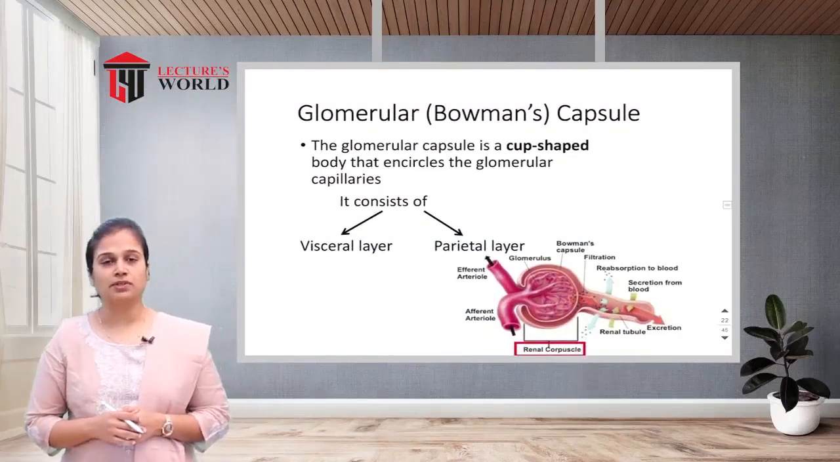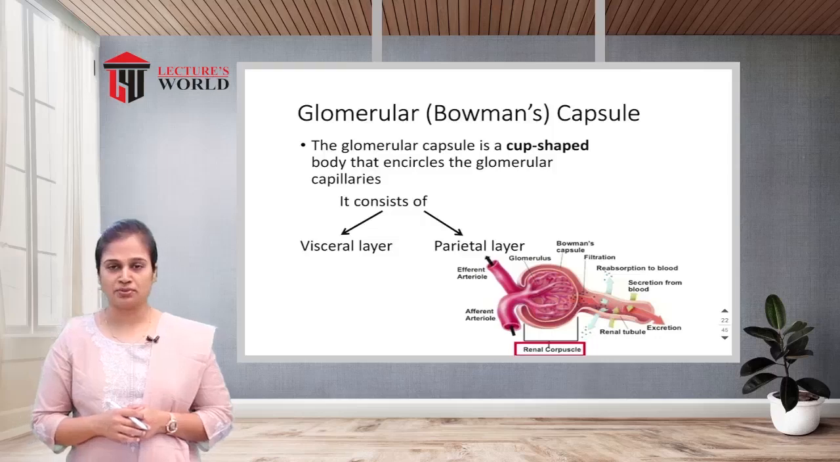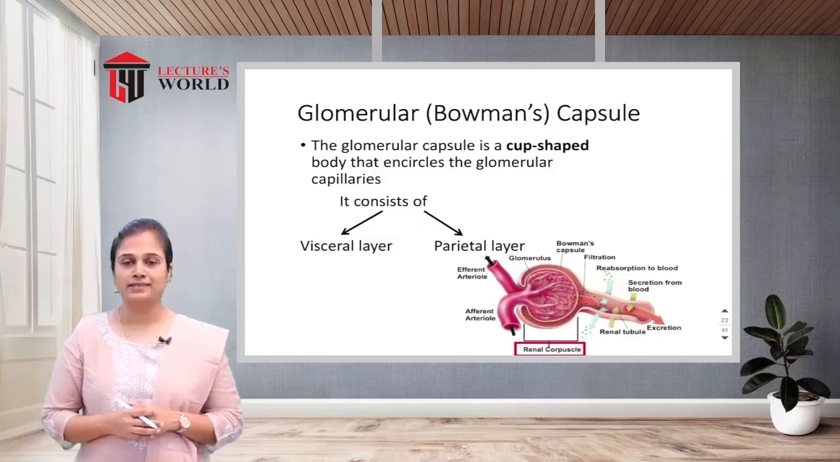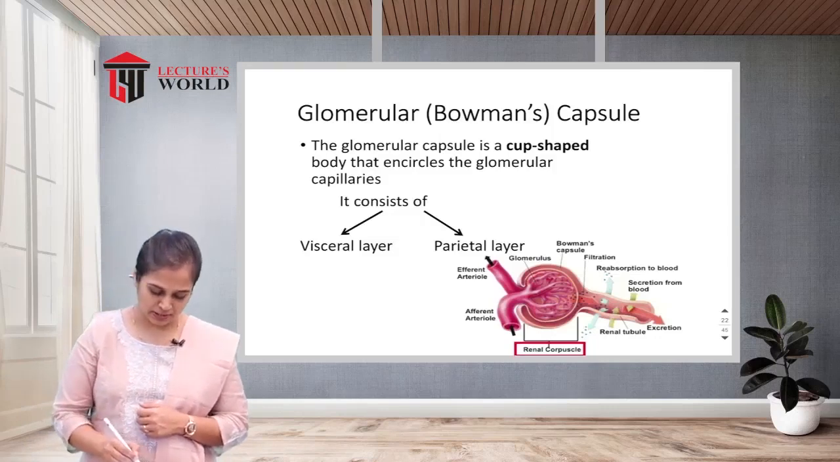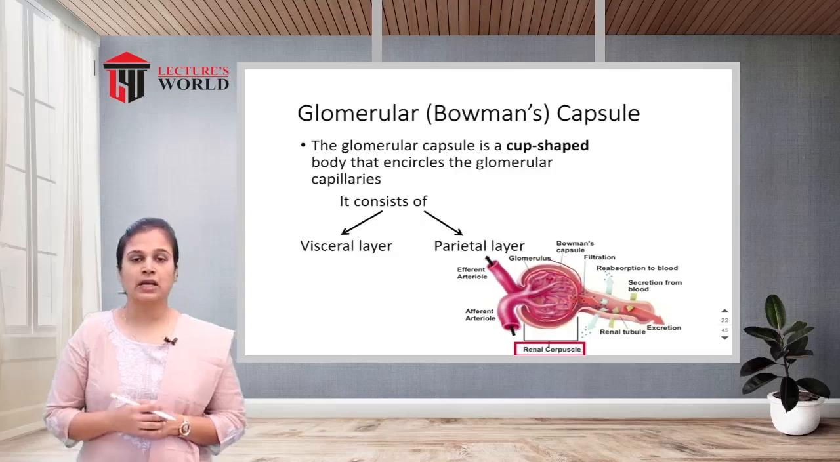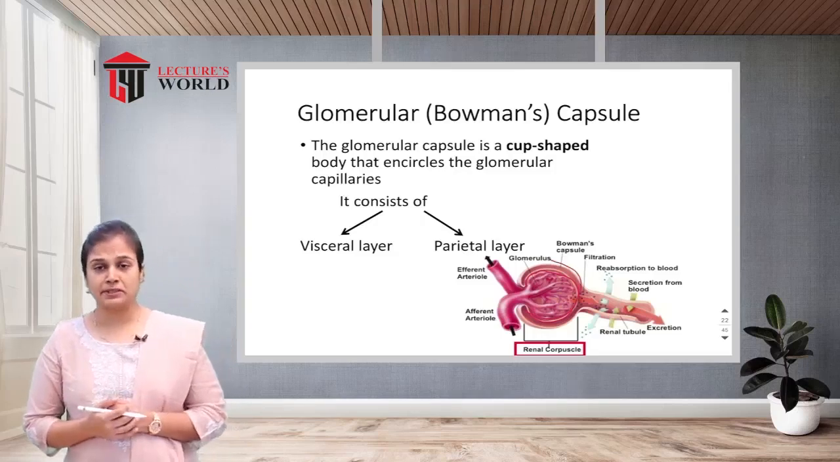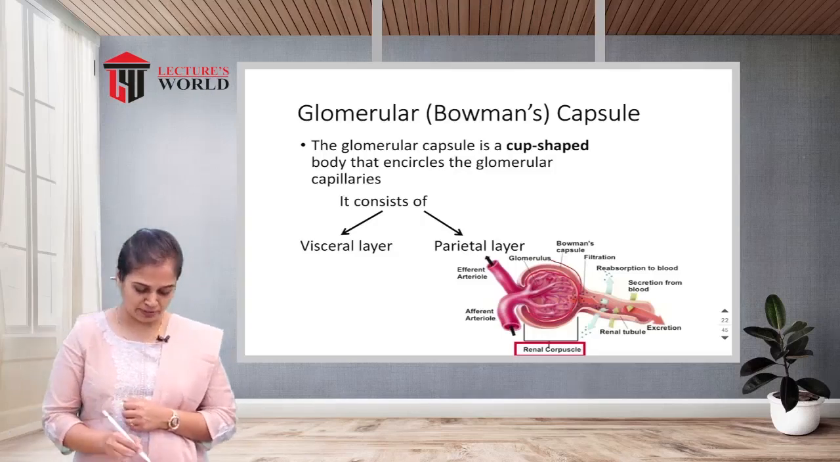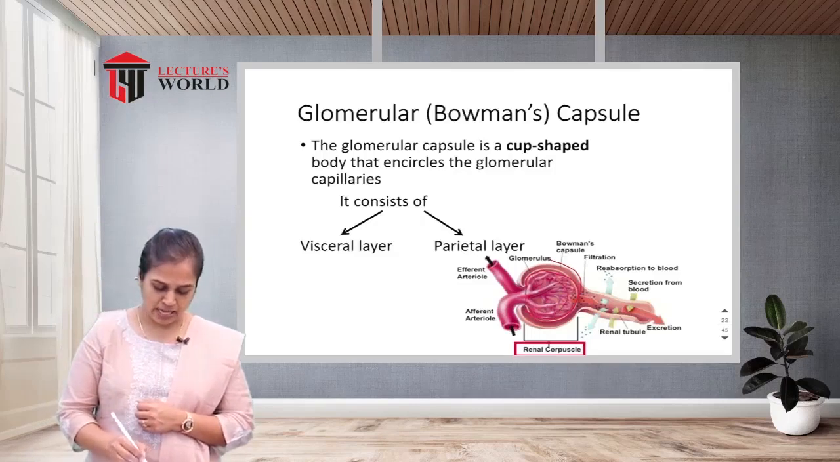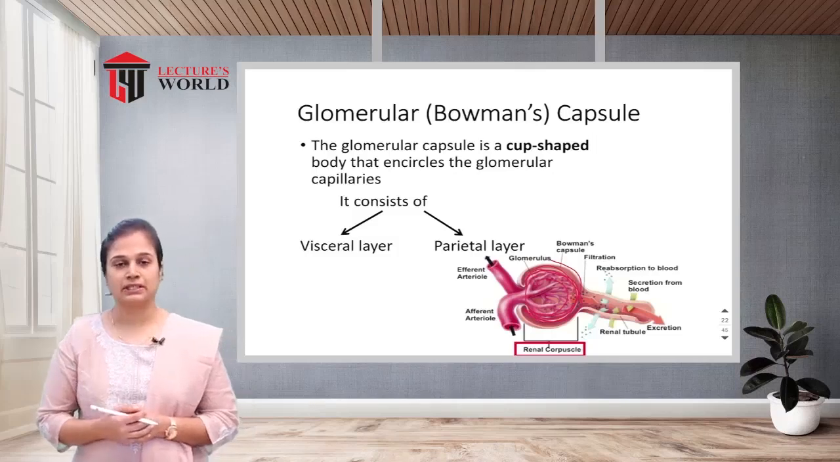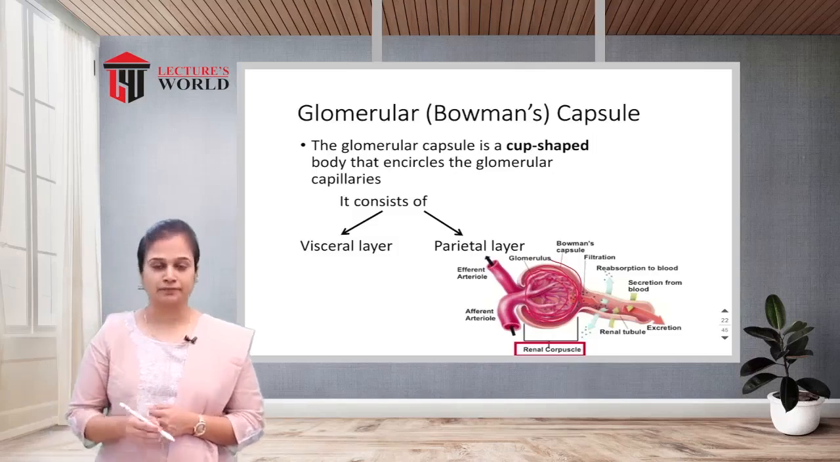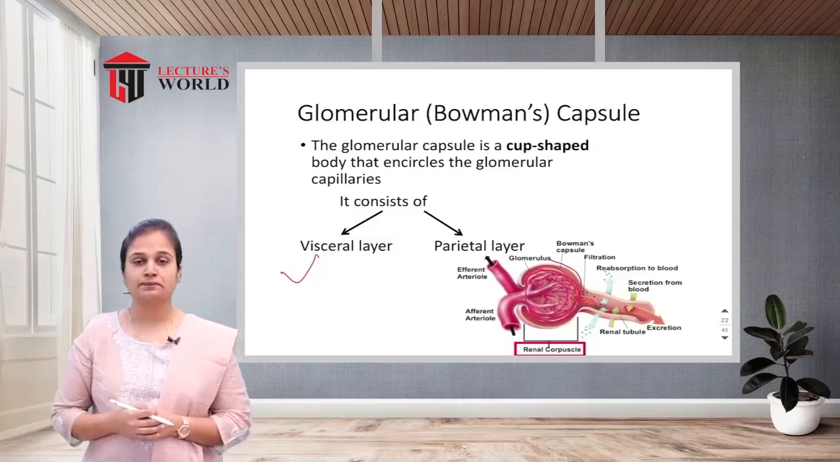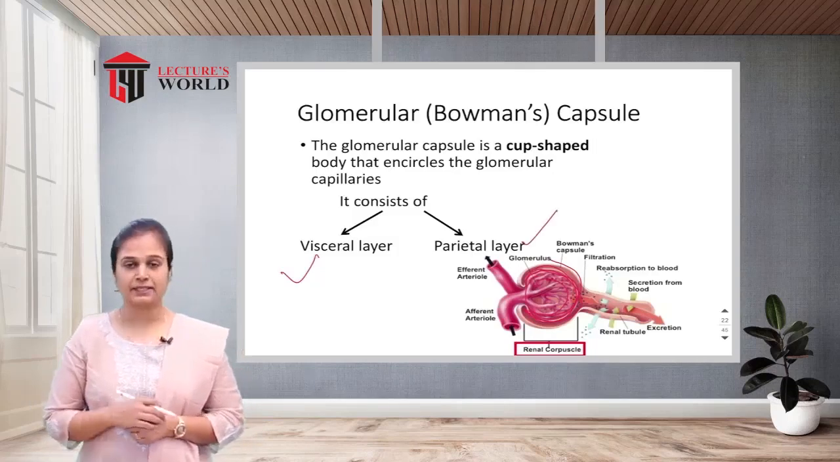Now we will talk about the glomerular capsule, also called Bowman's capsule. The glomerular capsule is a cup-shaped body that encircles the glomerular capillaries. You can see these are the capillaries and this capsule encircles them, and it consists of two layers. One is the visceral layer and the second is the parietal layer.